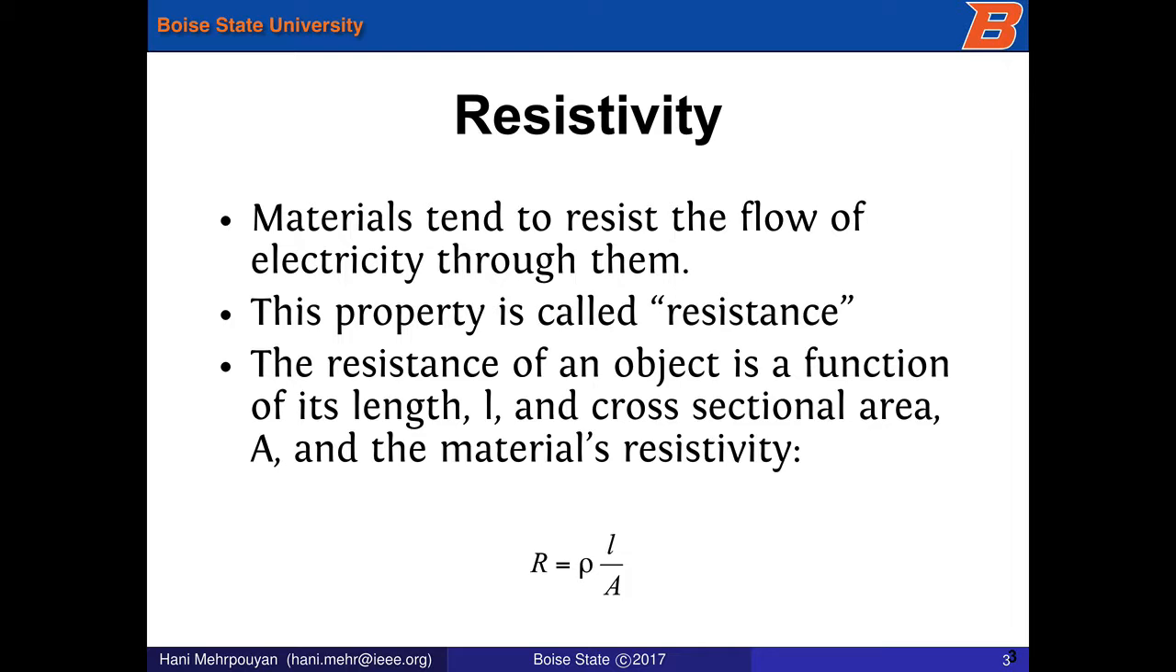So if we look at the equation, R is given by rho times L divided by A. The longer the length, the higher the resistance. The bigger the cross-section, the lower the resistance. And rho is basically dependent on what material you use.